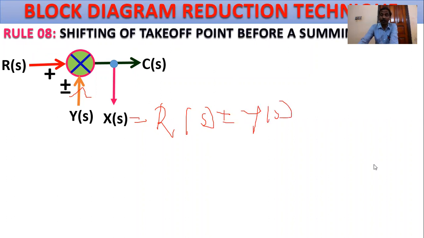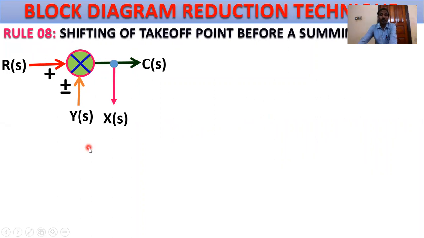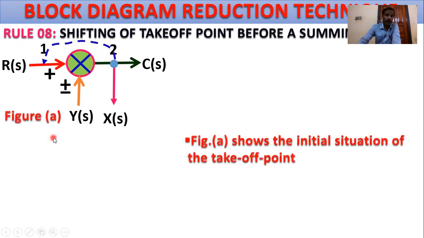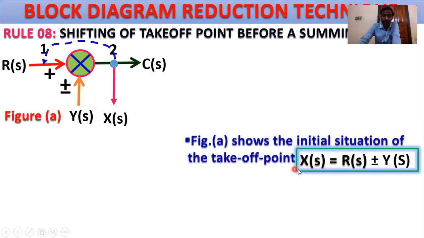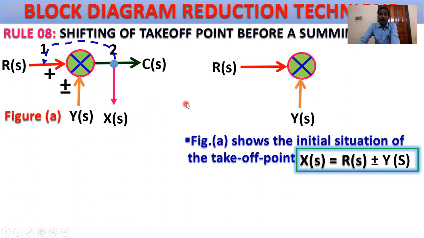This is our target after shifting of this point to this point. So this is position 1 and this is position 2. Our target is in this arrow direction. And this is figure A. Figure A shows the initial situation of the takeoff point. In this case, X(s) equals R(s), the reference input R(s) plus or minus Y(s). And this is the summing point, plus or minus, and Y(s) is the input.